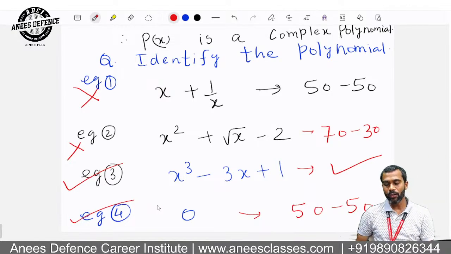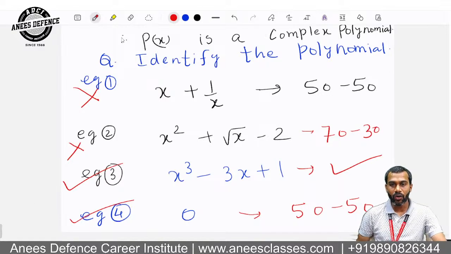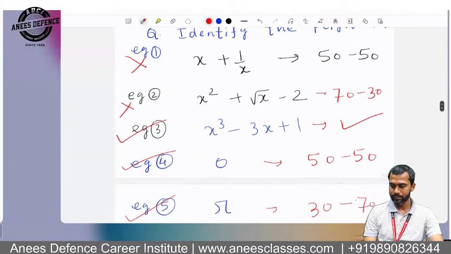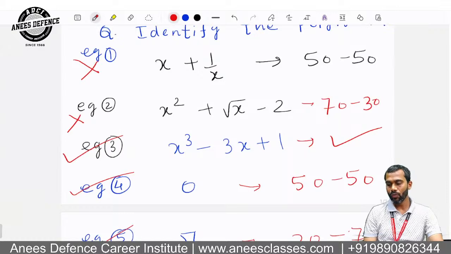Now, what about the second one? X square, we don't have any problem. -2, we don't have any problem. But x to the power half, half is not a whole number. That is why the second example is not a polynomial. Yes, online students, are you getting it or not? I hope it is clear.